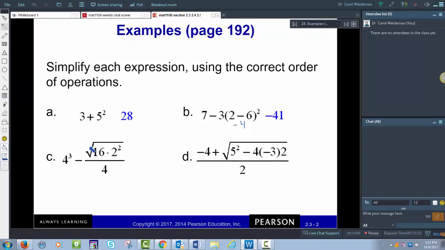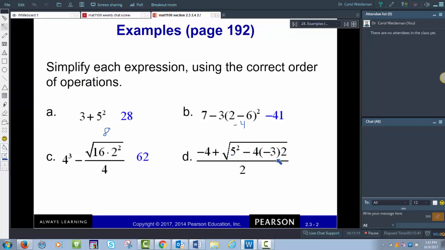On this problem, the square root sign is like a grouping symbol. We want to simplify inside first. 2 squared is 4. 4 times 16 is 64. The square root of 64 is 8. 8 divided by 4 is 2. 4 cubed is 4 times 4 times 4, which is 64 rather. 64 minus 2 is 62.